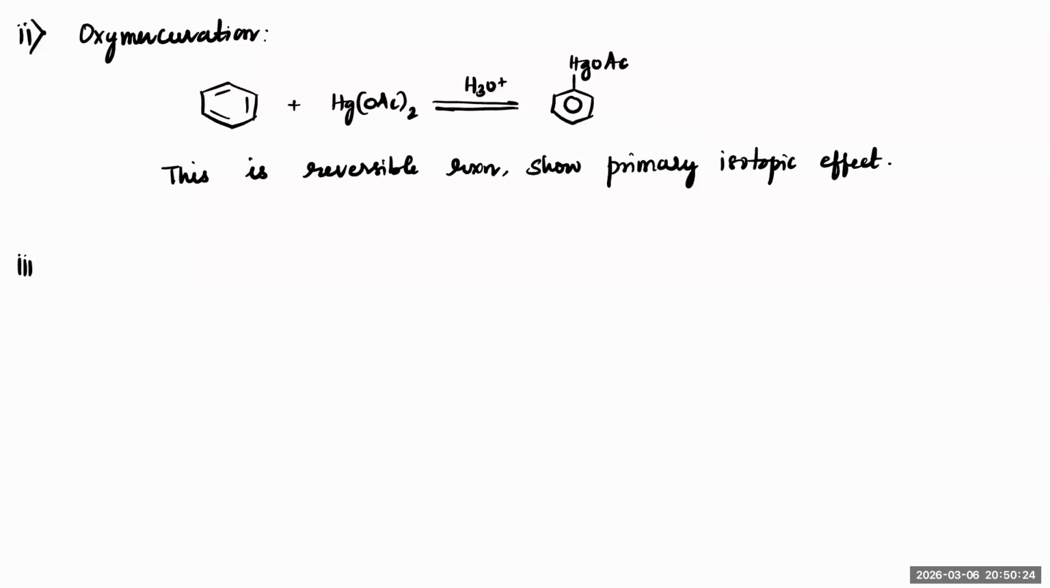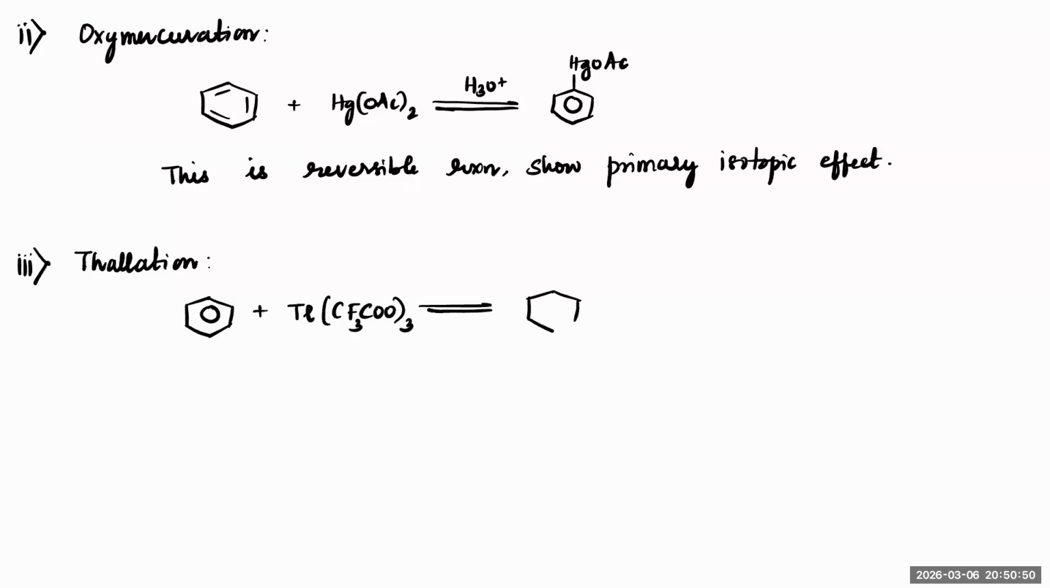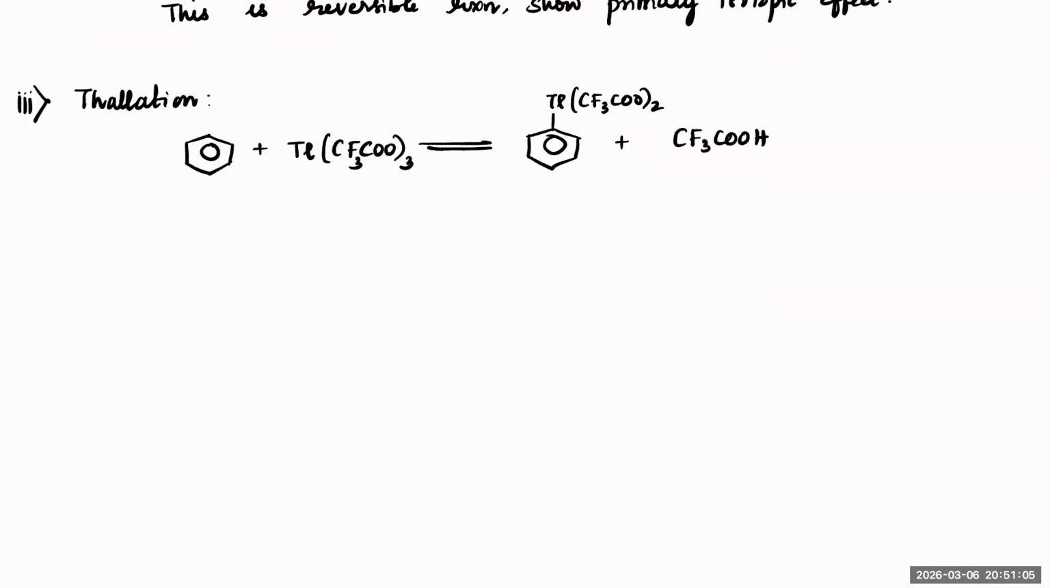A similar reaction we have is thallation. Basically we have thallium being added, so that's why it is called thallation. So if you react benzene with thallium, which is again connected with the trifluoroacetate group, Tl(CF3COO)3, this will also exist in equilibrium with the thallium part, ArTl(CF3COO)2, and the hydrogen which is left will convert into CF3COOH. So this is the electrophilic substitution which you will get.